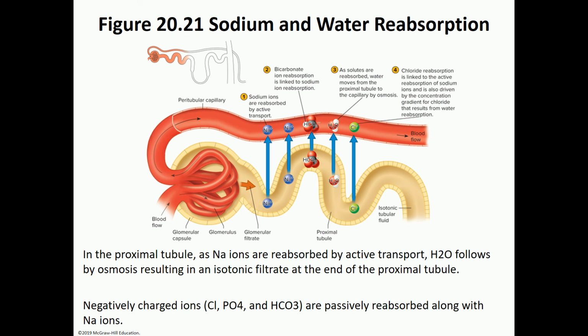And sodium, because it's a positive ion, is also going to pull with it some negative ions like chloride, phosphate, and bicarbonate. And because in the proximal tubule there is reabsorption of both sodium and water, the filtrate that ends up at the end of the proximal tubule is isotonic filtrate, because again, we are reabsorbing sodium and water at the same time. So there's no change in the tonicity of the filtrate.